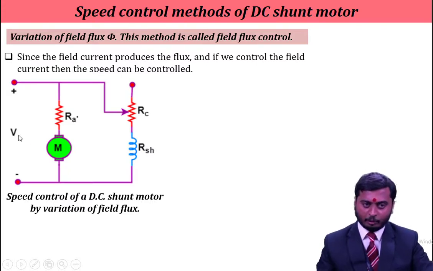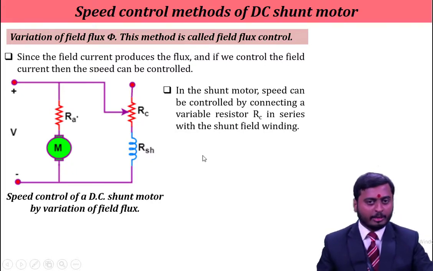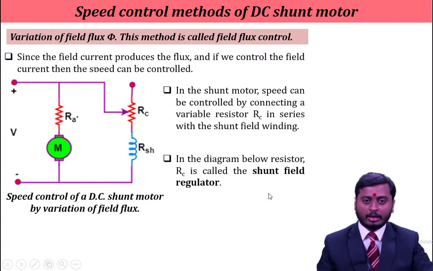Again V is the supply voltage, RA is nothing but your armature resistance, back EMF EB will be there. This is your motor or armature, and the supply is given as it is a shunt motor, so the same voltage is applied to both the armature and field. Now here the speed can be controlled by connecting a variable resistor RC in series with a shunt field winding.